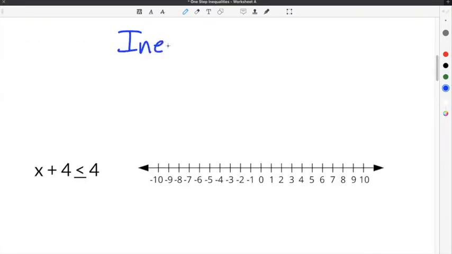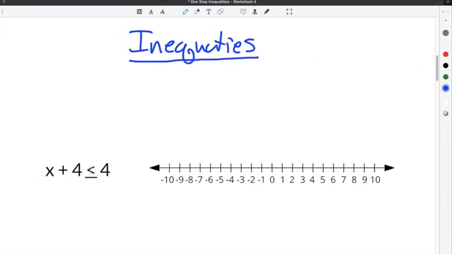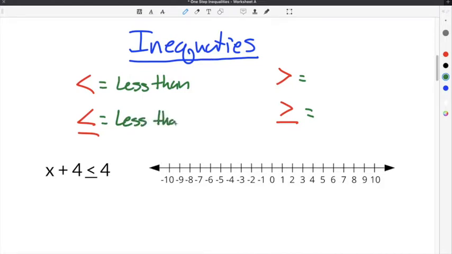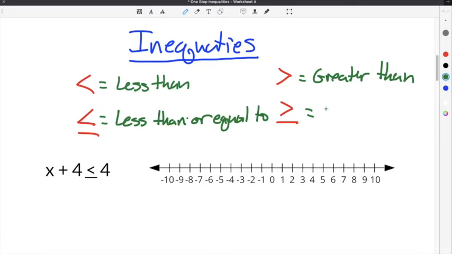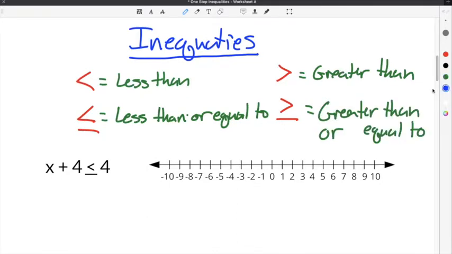Solving inequalities is very similar to solving equations, except there are a couple extra steps and things you need to remember. Now, an equation will always have an equal sign separating two sides of the equation. Inequalities can have one of four different types of symbols. So inequalities could have a less than symbol, less than or equal to, greater than, and greater than or equal to. Now, for the most part, solving inequalities is about the same as solving equations, with one important difference.